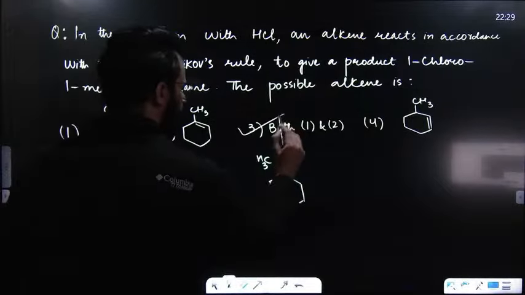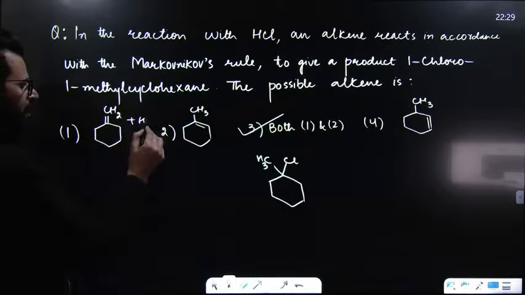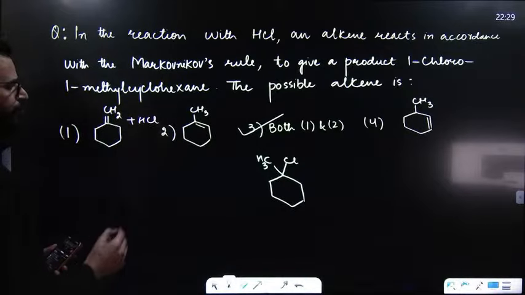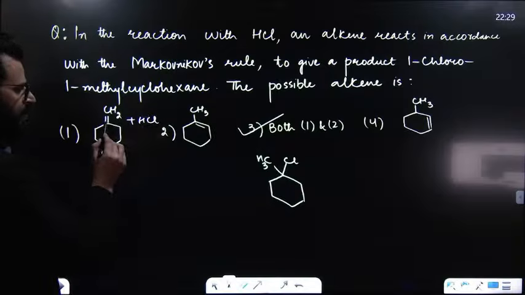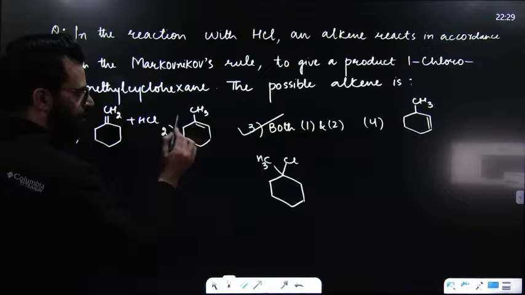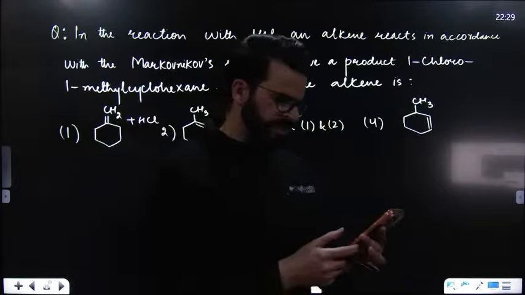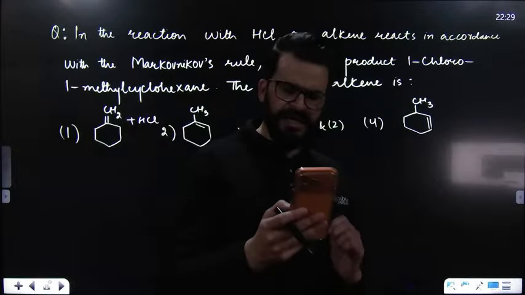Both 1 and 2. Because here, when you add HCl, you have to add according to Markovnikov's rule. Negative part will go to this and positive part will go to this. So it becomes Cl, single bond CH3. That means the product is this. Similarly, negative part will go to this and positive part will go to this. So Cl and CH3 will be at the same position. So both 1 and 2 is the right answer. Exactly, option number 3 is the right answer.